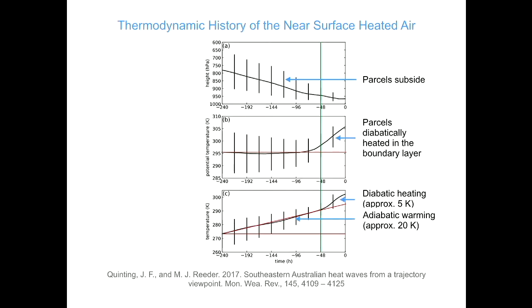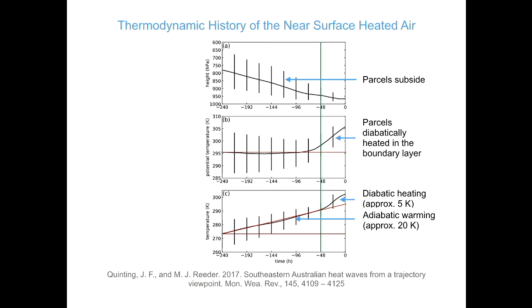Let's look at the thermodynamic history of these parcels. So, this is the height versus time, the potential temperature versus time, and the temperature versus time. The height: the black line is the mean, and the bars represent the 75th to 25th percentile. So you can see some spread in these trajectories. And what's happening? The parcels are descending. I talked about subsidence, didn't I? I said the subsidence is going to be really important.